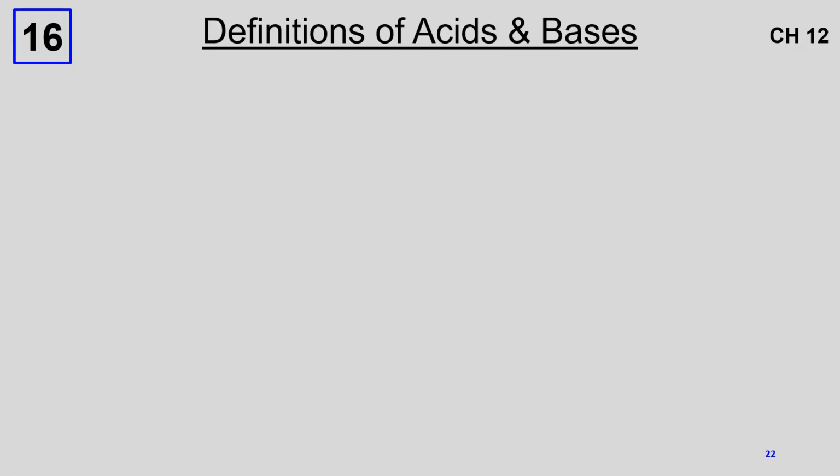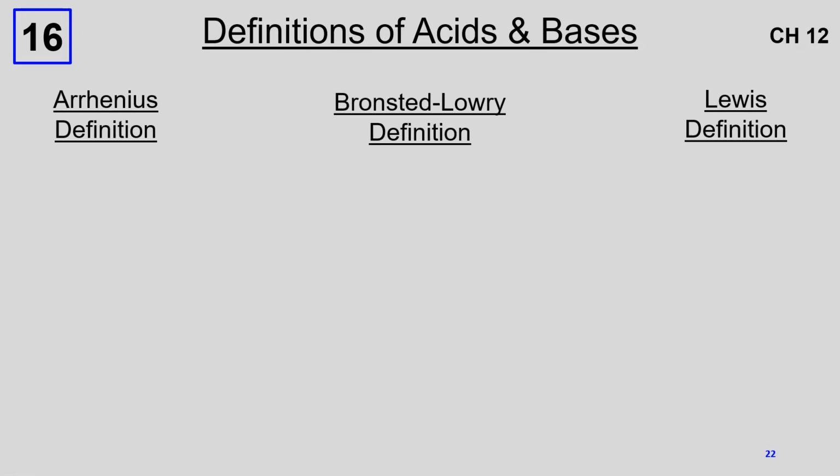So there are several different definitions of acids and bases. We talked about the Arrhenius definition. So the first one is Arrhenius definition, the second one is the Bronsted-Lowry definition, and the third one is actually Lewis definition. And we didn't really cover the third one because this is typically covered in advanced courses like organic chemistry. But let's define what Arrhenius acid is and base.